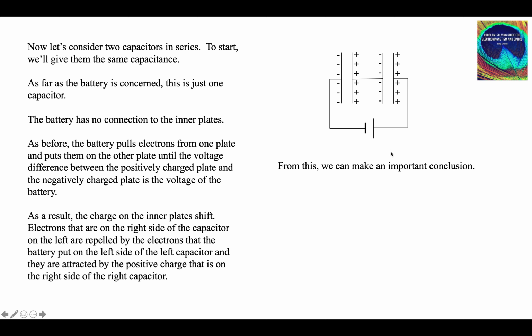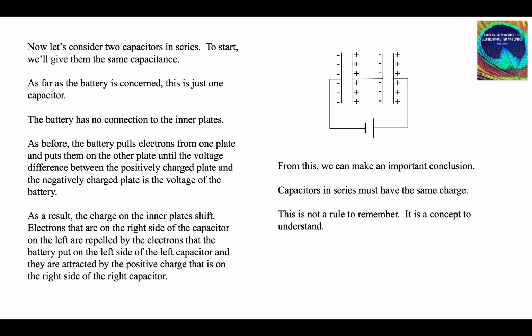So we come to an important conclusion here. Capacitors in series must have the same charge. Of course they must have the same charge. The electrons that are here came from over here. If this is 3 nanocoulombs of electrons, this has a deficit of 3 nanocoulombs of electrons, which means it's positive 3 nanocoulombs. The electrons that were here came from over here. There's no net charge anywhere. Capacitors in series must have the same charge.